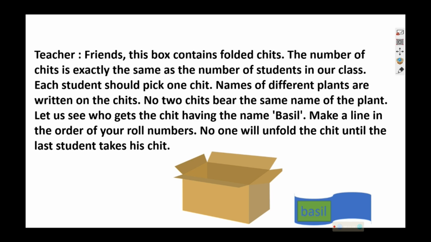The teacher has arranged chits for each and every student. So if there are 40 students, 40 chits are there. And every chit is having the name of a plant. The teacher is saying that you stand in line according to the roll number, and one will be getting a chit having the name basil. An experiment is carried out here in that respect. So the thing is who will be getting that? That is a matter of interest over here.